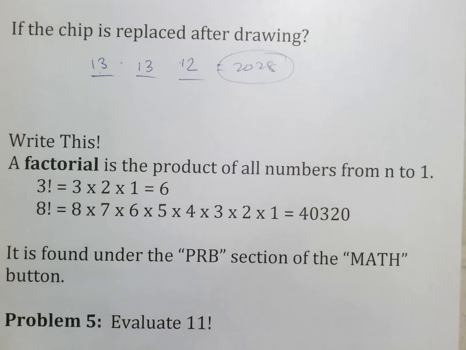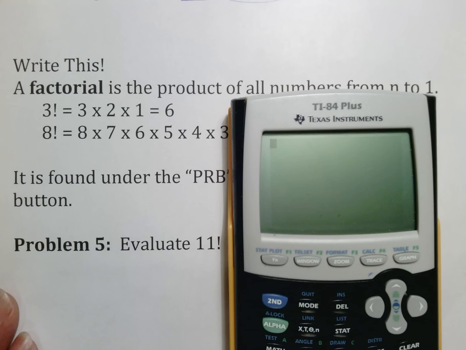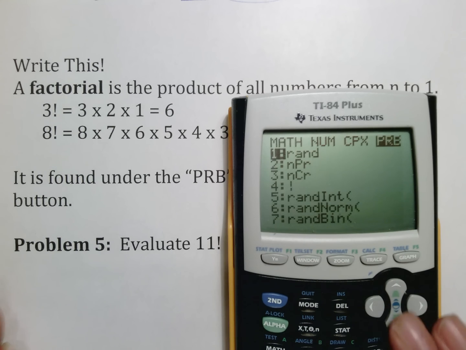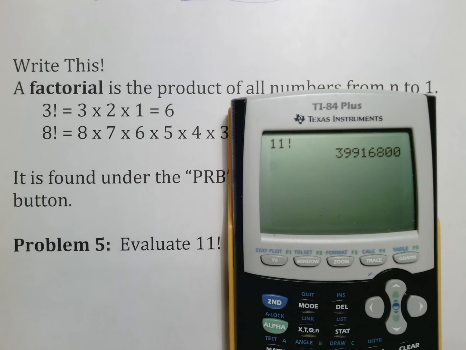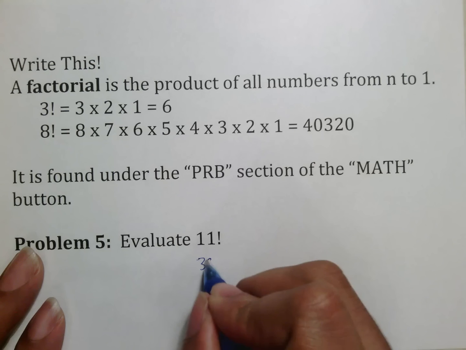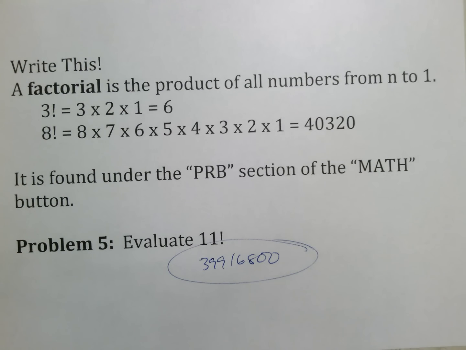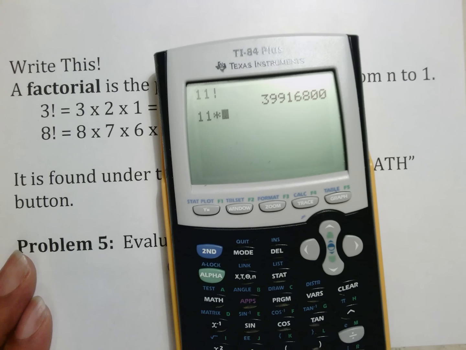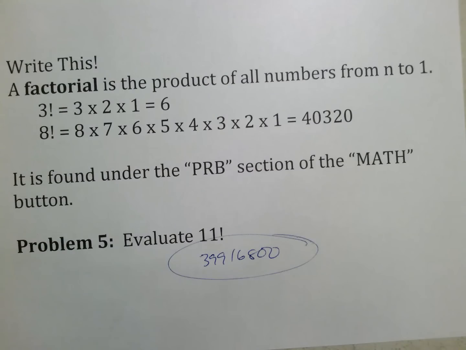So with that said, if we were going to evaluate 11 factorial, all you have to do is type the 11, hit math, move over to your probability menu, select the factorial. Notice it has 11 factorial here, and then your answer pops right up. So 39,916,800 would be what 11 factorial is. Or if you would have done 11 times 10 times 9, 8, 7, 6, 5, 4, 3, 2, 1. It's just that the calculator did it for you because it knew what you were looking for.